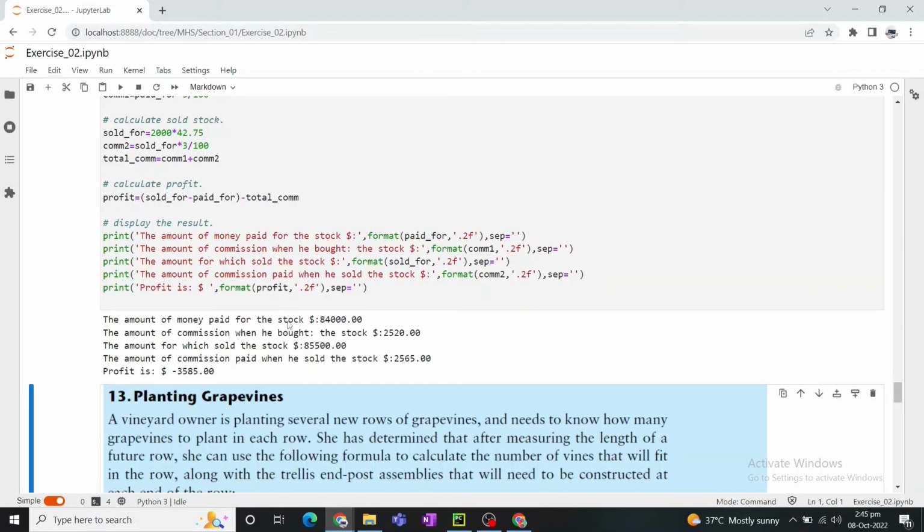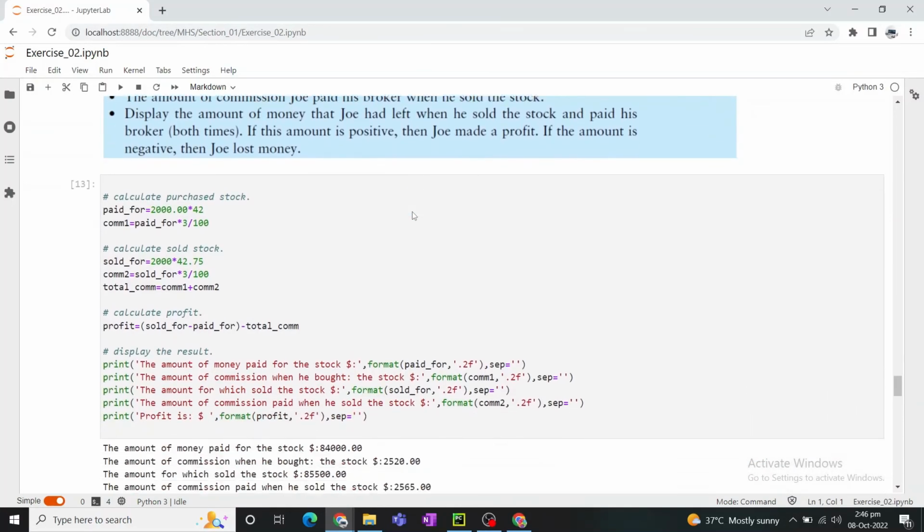So the amount of money paid for the stock is 84,000. Okay, and the stock he sold is basically at 85,500. So we can see there is a gain of $1,500, but the commission was too high. So on the first trade, he paid the commission of $2,520 to the broker, at 3%, and over here he paid the commission on the sold amount, that is $2,565. So basically the broker was in profit, but the main investor was at a loss, and he lost $3,585 in this dealing, or stock purchase.